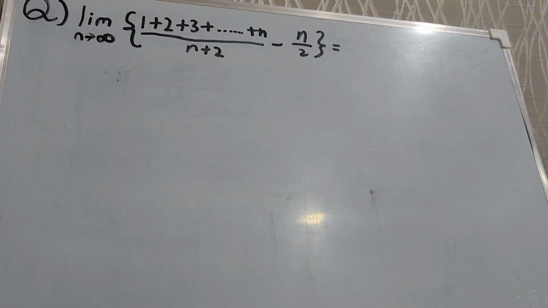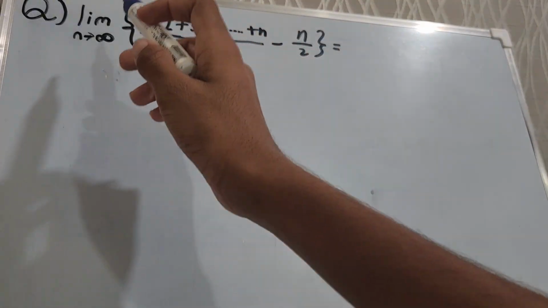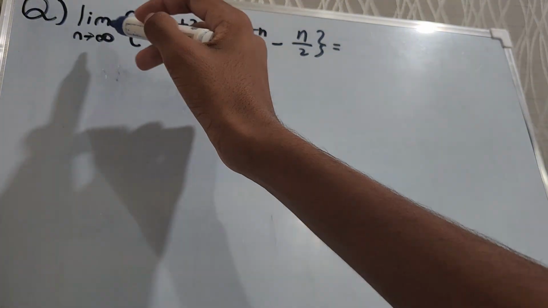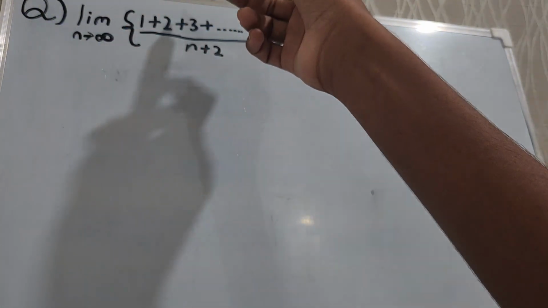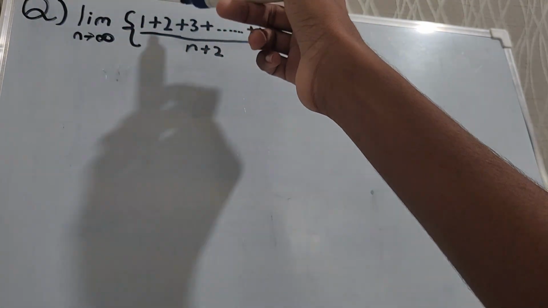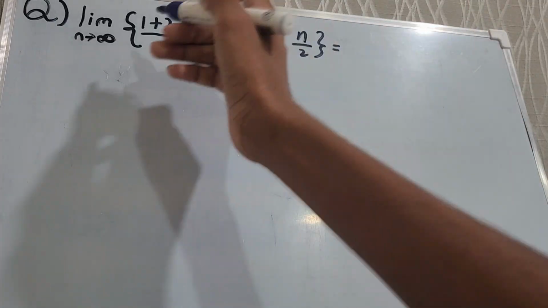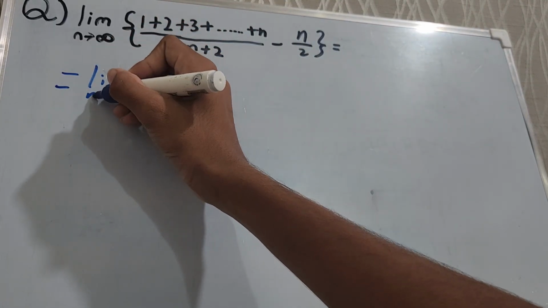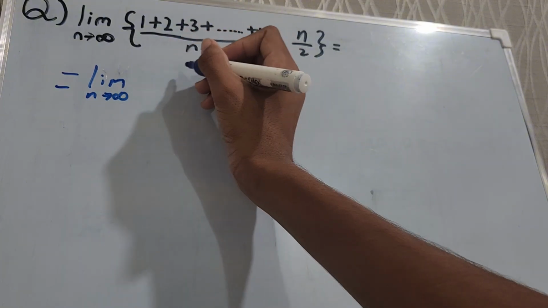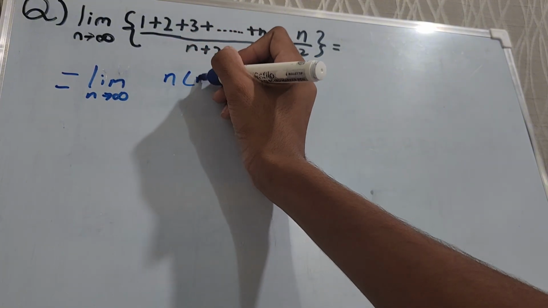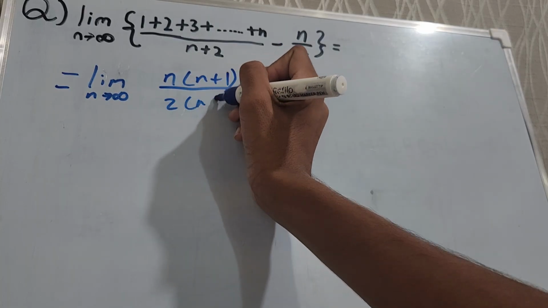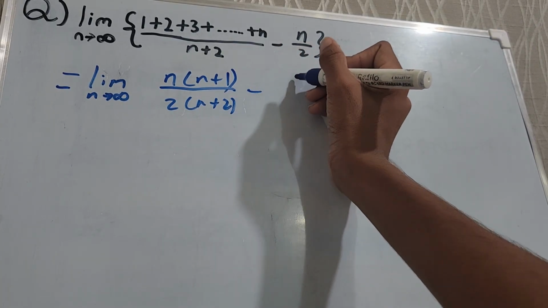Okay, so the next question, limit. They would have given x tends to infinity, just change it to n tends to infinity. So now we go on to the question: 1 plus 2 plus 3 and so on. What do you know this as? What's the formula? Sum of n natural numbers, it is n into n plus 1 by 2, right? Minus n.